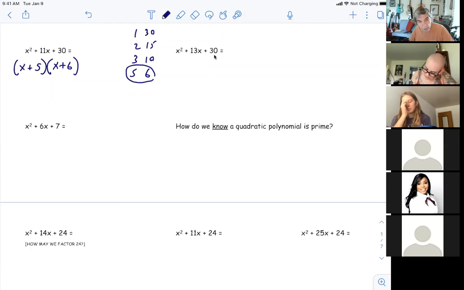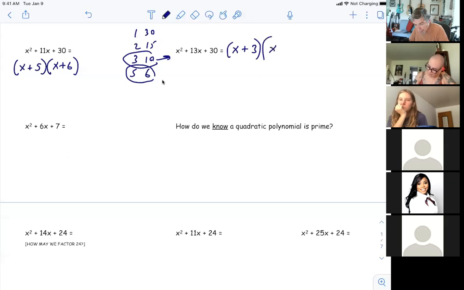We already made the list for 30. Do any of the pairs add up to 13? Yeah, right here. So we'll use 3 and 10 for this one. x plus 3, x plus 10.